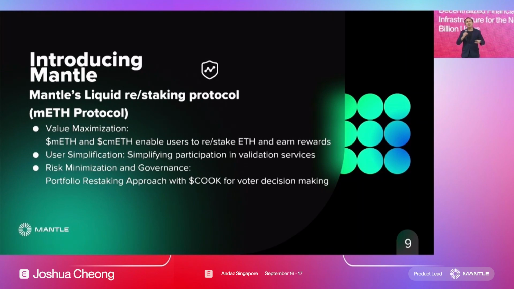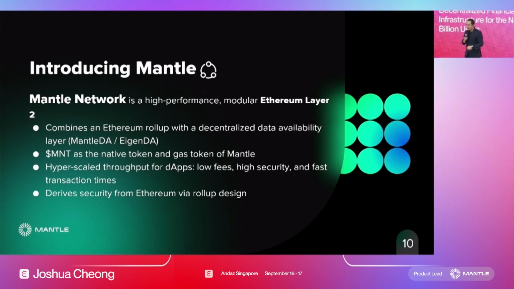But that's not really enough. Just think of it like DeFi building blocks. That's not enough. We also have a network. So the layer 2 is an optimistic rollup. It combines this rollup with our own data availability solution, which we'll show you later why this whole system works. We have MNT as a native token, so we consider it as gas, and because of that, we have really low fees, high security, fast transaction times, and the trust assumptions on the layer 2 derive from the crypto economic security of Ethereum.